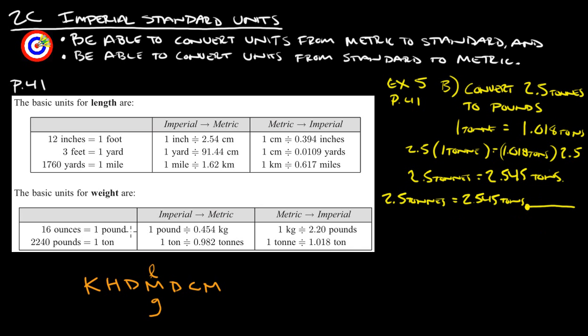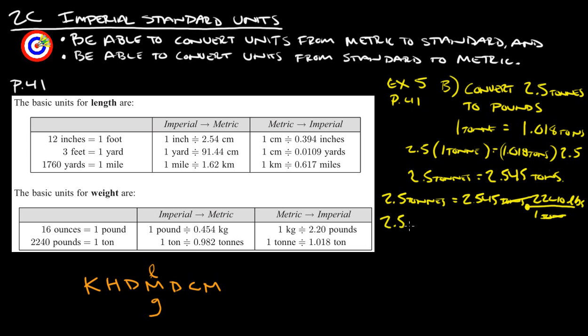These two things are equal, so we're going to set them up as a ratio. Since we want to get rid of the tons, we put 1 ton on the bottom, and on the top we've got 2,240 pounds. The reason we put that one on the bottom and this one on the top is because we want the tons to cancel out, so we end up with pounds. We want to convert from tons to pounds.